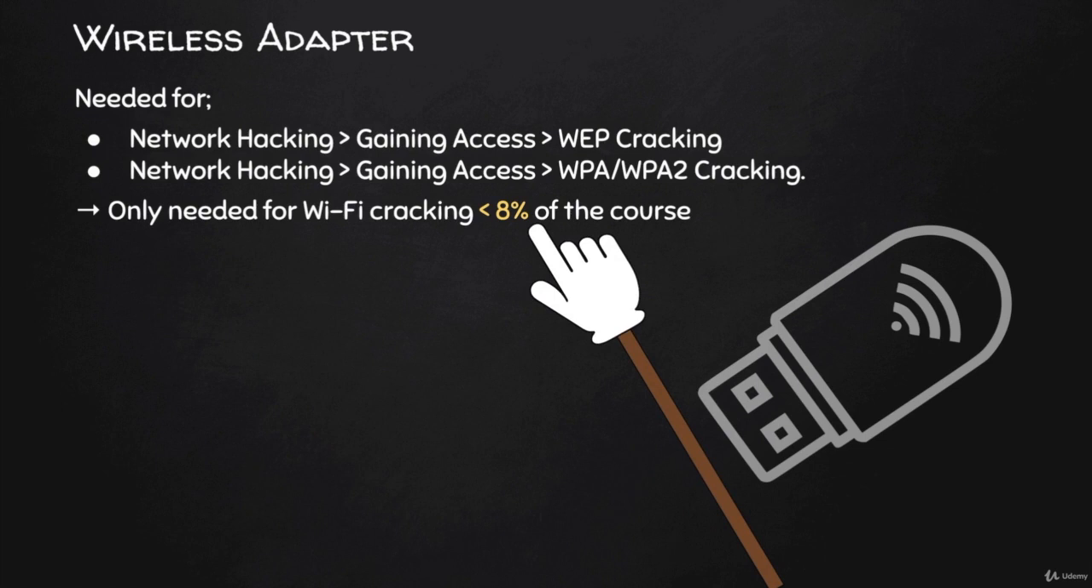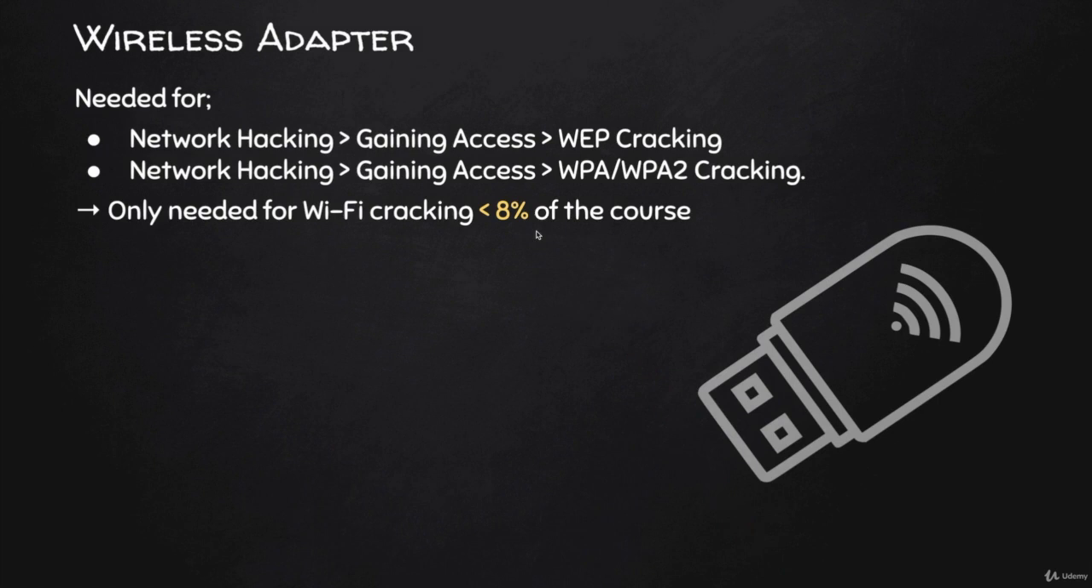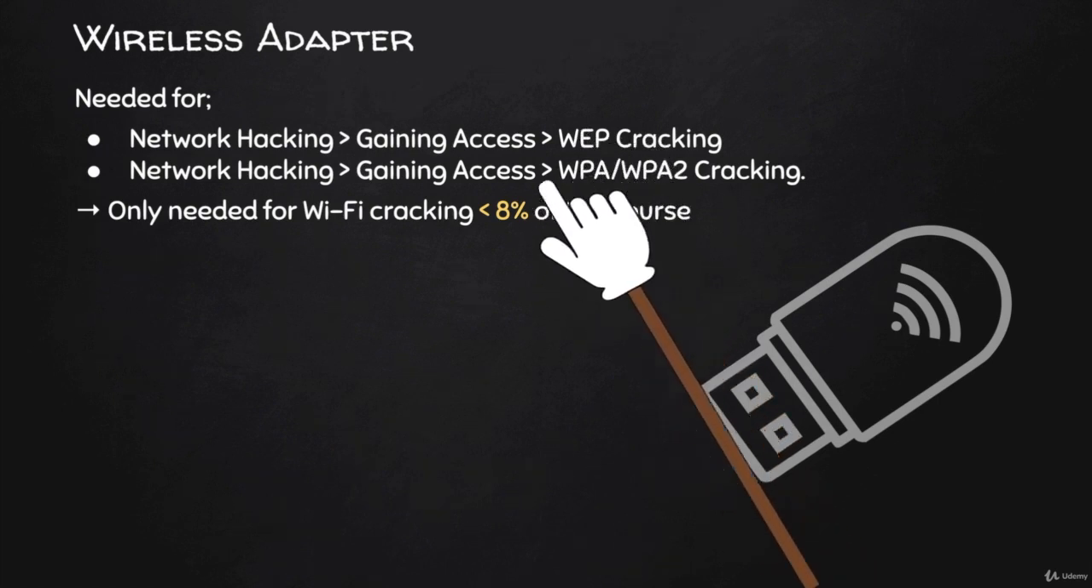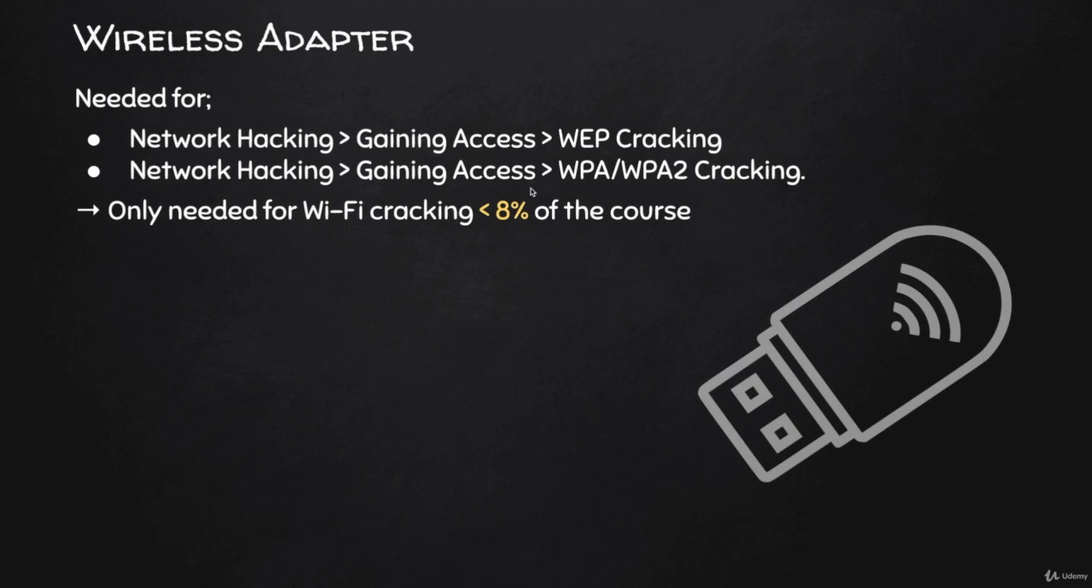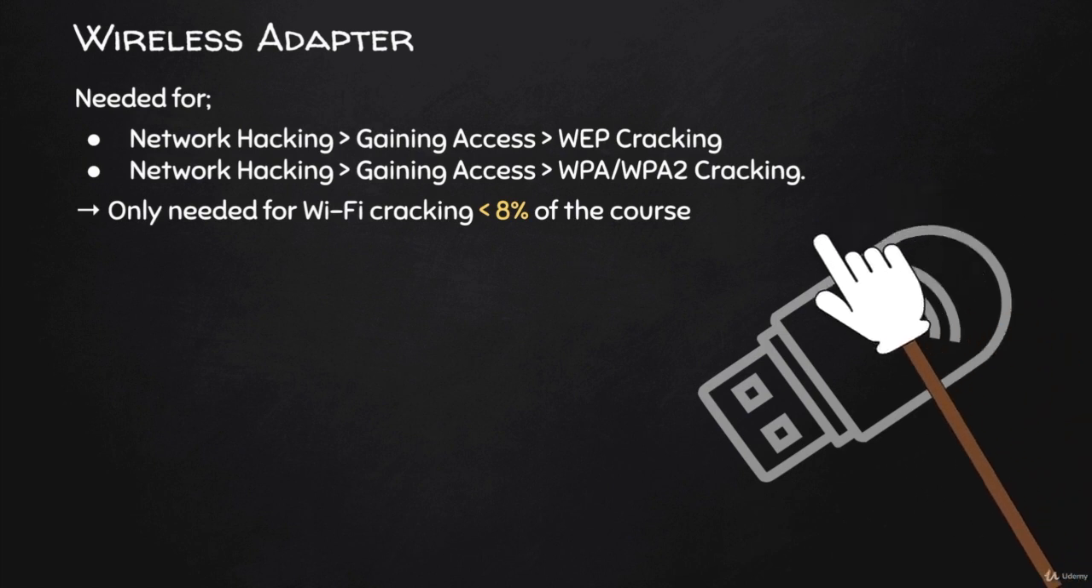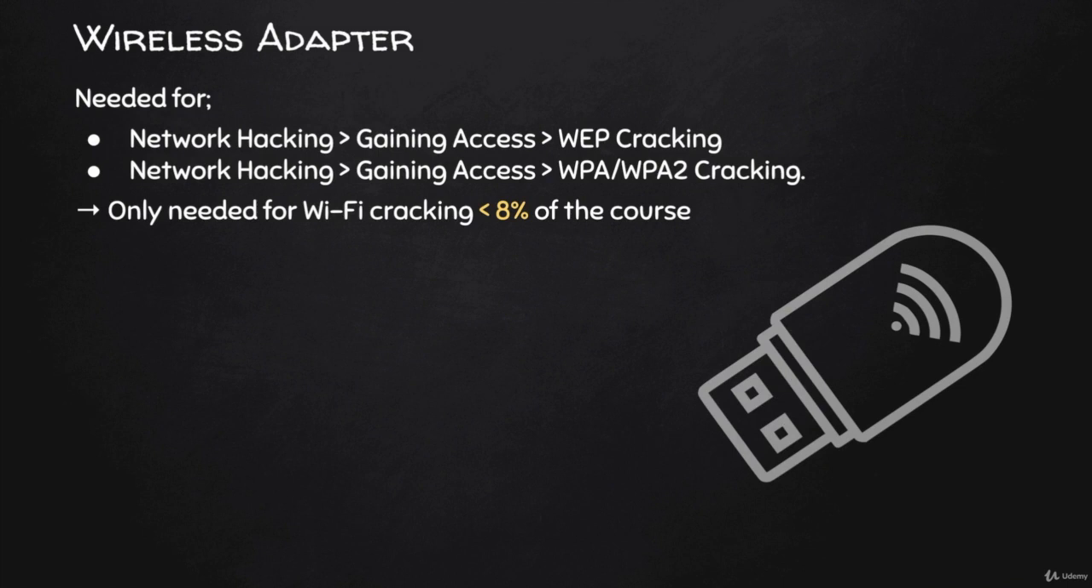If you don't have a wireless adapter and can't afford to buy one, that's completely fine. You could simply skip these two sections, continue from the network hacking post-exploitation section, and you'll be able to do everything else in the course without a wireless adapter. What we mean by a wireless adapter is simply a USB device that you connect to your computer, and it allows your computer to communicate with Wi-Fi networks. Most modern computers come with built-in wireless cards. The only problem is these built-in wireless cards are not good for hacking.